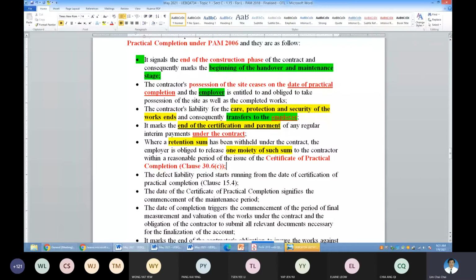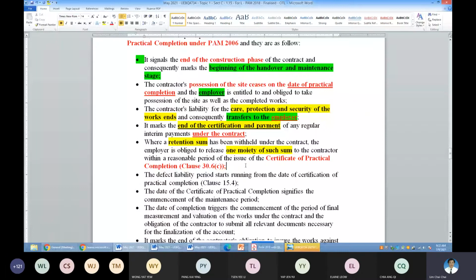Okay, so this is a very important point to the contractor and also to the consultant on how to operate this PAM clause, FIDIC clause, your JKR and CIDB. They are exactly the same principle. It's only the duration and these things that differ.